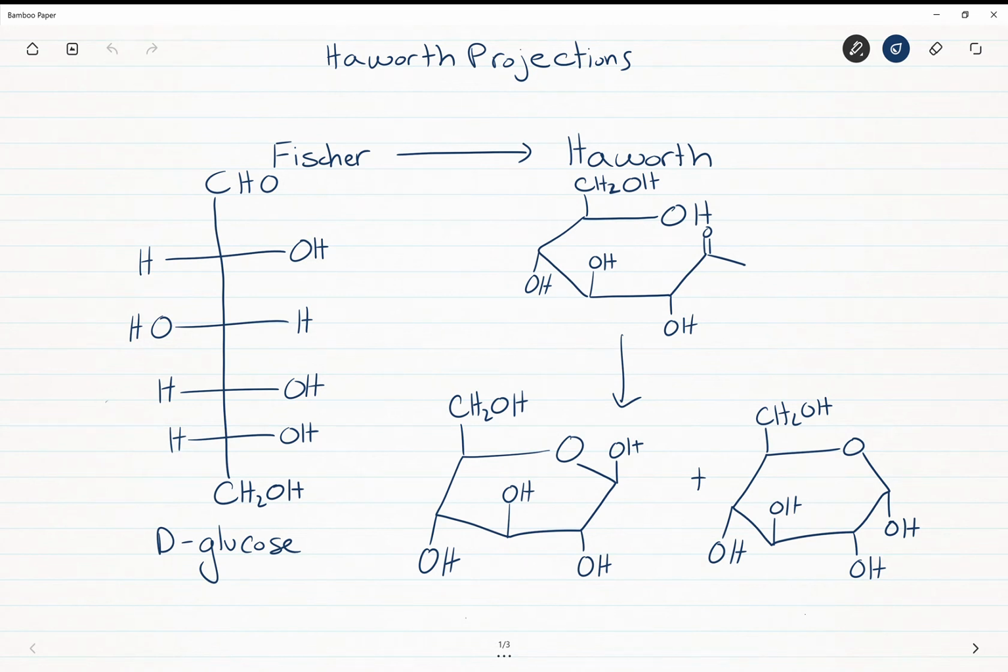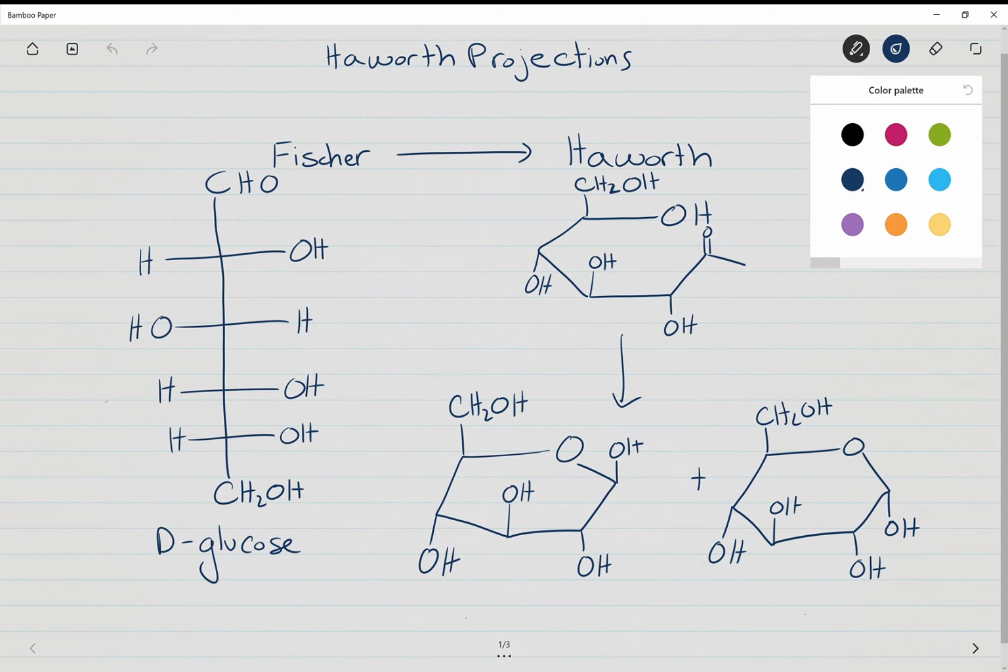Monosaccharides can also be drawn in a different projection. This projection reflects the ability of the monosaccharide to create a cyclic structure, essentially creating a hemiacetal functional group at the same time. So what I'm going to show you now is how to take your Fischer projection and convert it to a Haworth projection.